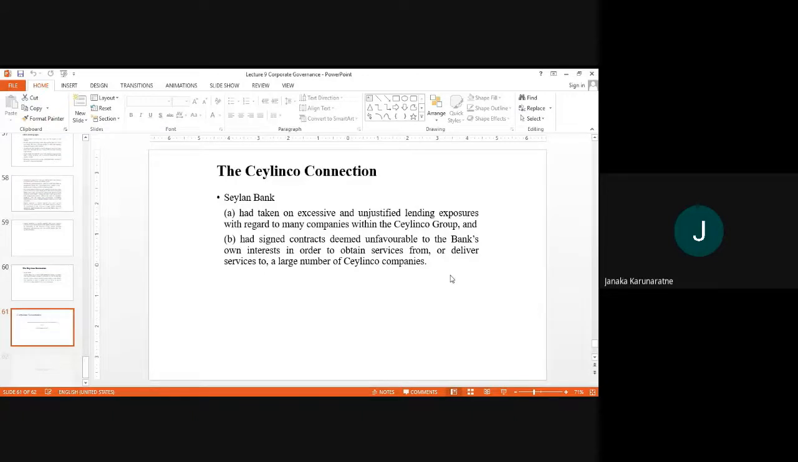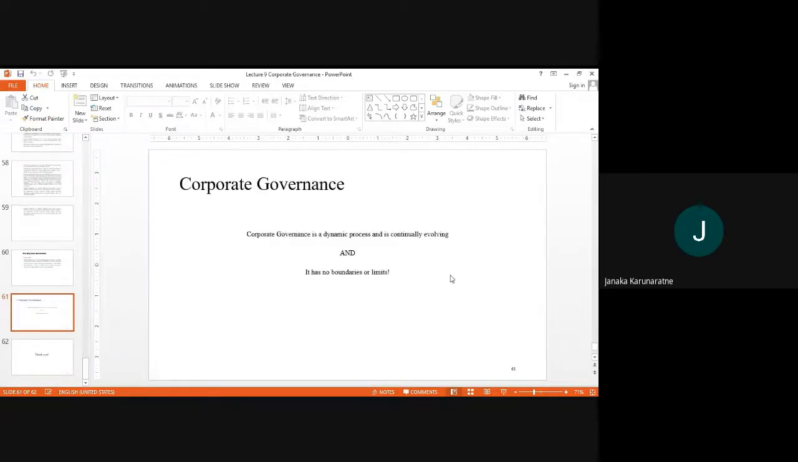Okay, so let me conclude the lecture with this statement. Corporate governance is a dynamic process and is continually evolving. So corporate governance is not static. What we discussed with respect to governance a few years ago may not be what we discuss today. It is evolving, dynamic. So practices are evolving, processes are evolving, the frameworks are evolving, and it has no boundaries or limits.